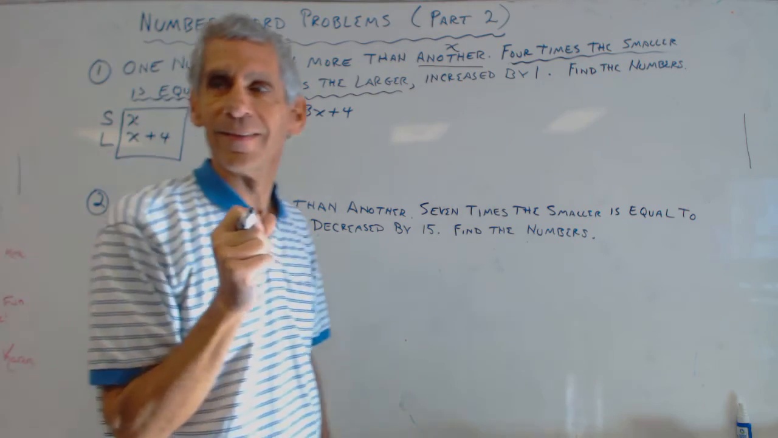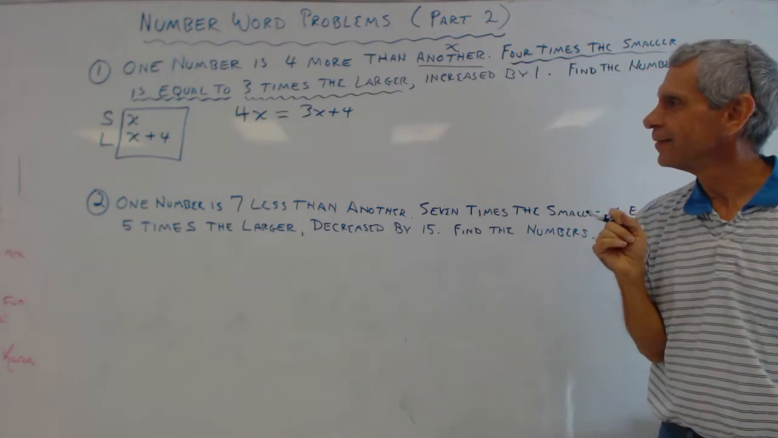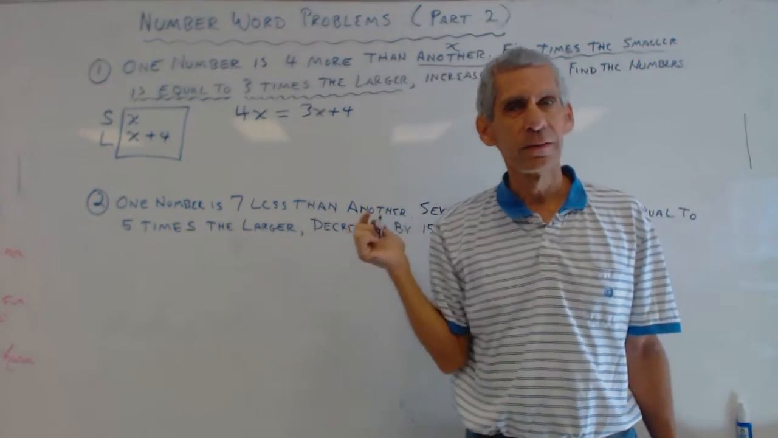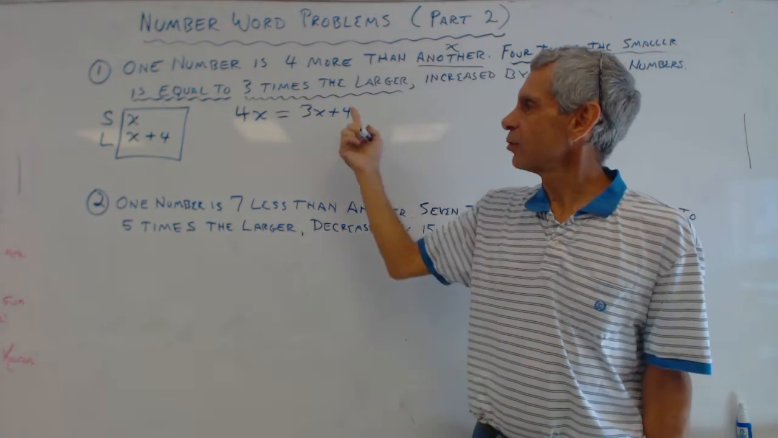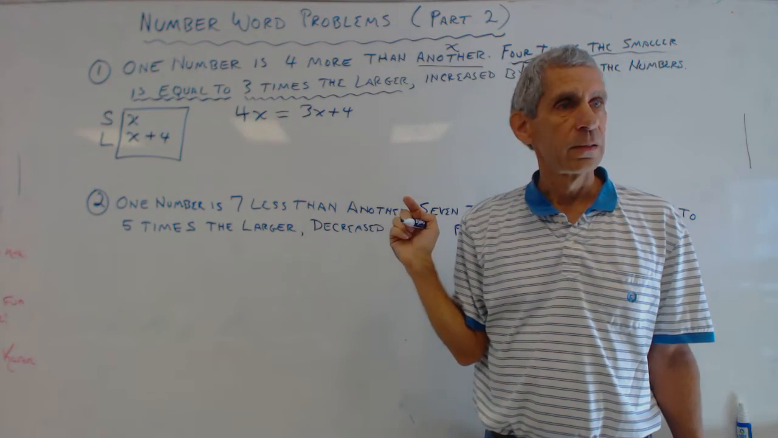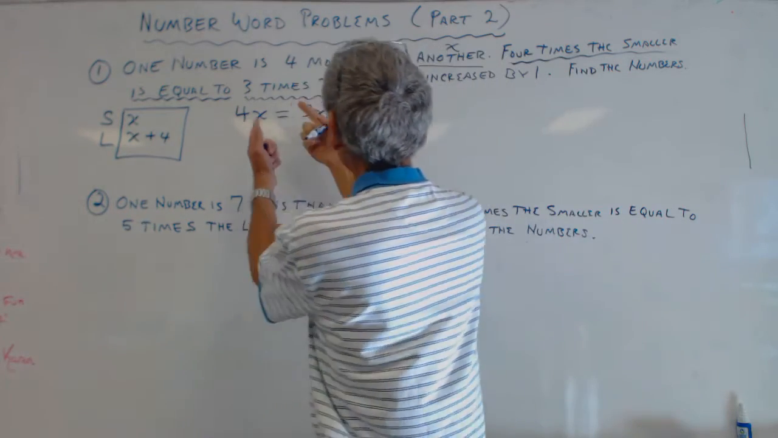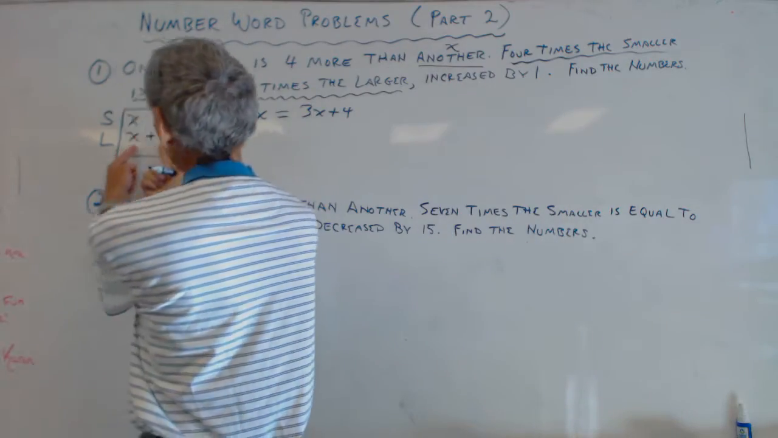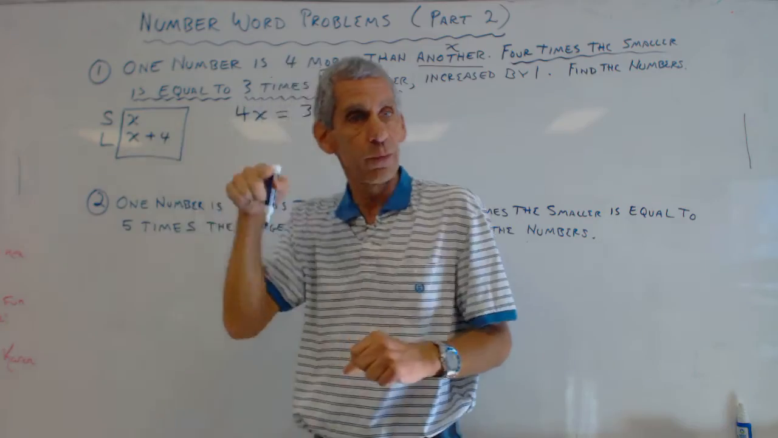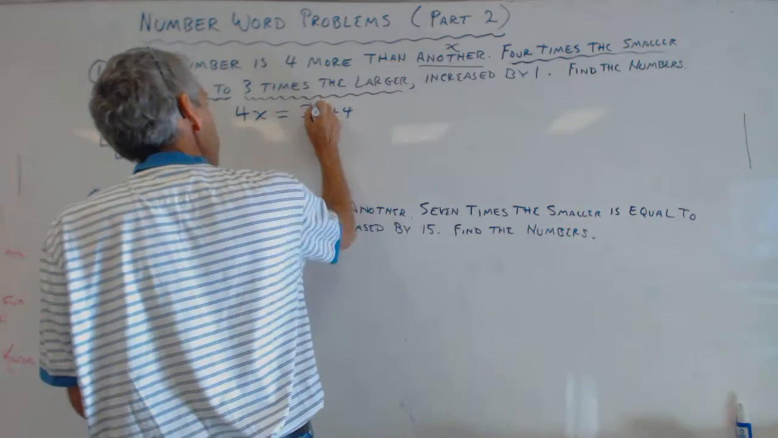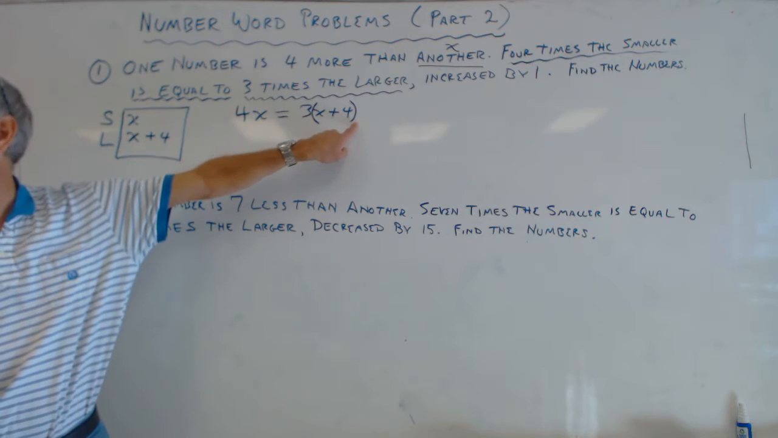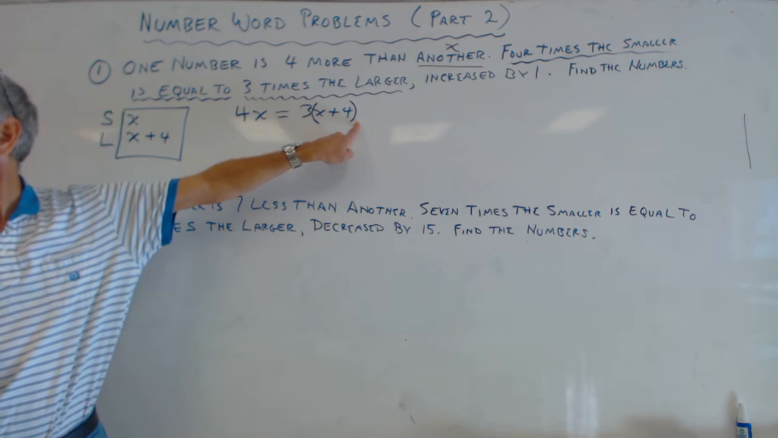What's the problem? It's 3 times the larger. What's the larger again? x plus 4. I only did 3 times the x, and then I added 4. You need to put the x plus 4 in parentheses. Yes, right? It's 3 times the larger. And when the larger is a binomial, there's 2 numbers here, I have to use my parentheses, because it's 3 times the x and 3 times the 4. Does that make sense?